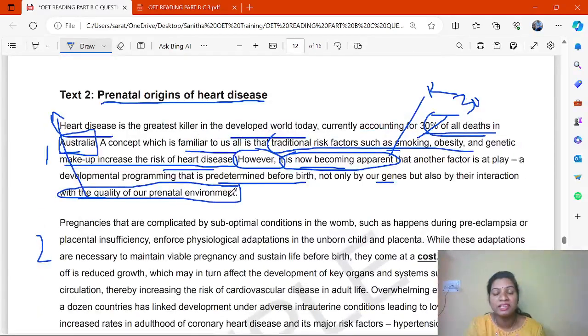Okay, so we don't get direct paraphrase words. We have to understand how they are given the word. Can you follow me?